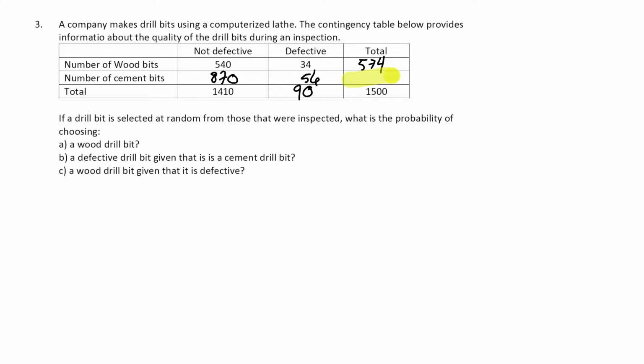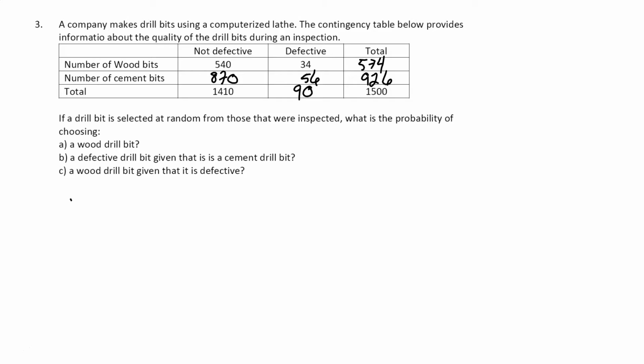We now have two ways of figuring out the last bit of missing information. We can either do the difference on the total column, or we can add up the rows and get it that way. Whichever way we choose to do it, we're going to end up with the same answer of 926. So 574 plus 926 gives us 1500. So we've finished up the table now.